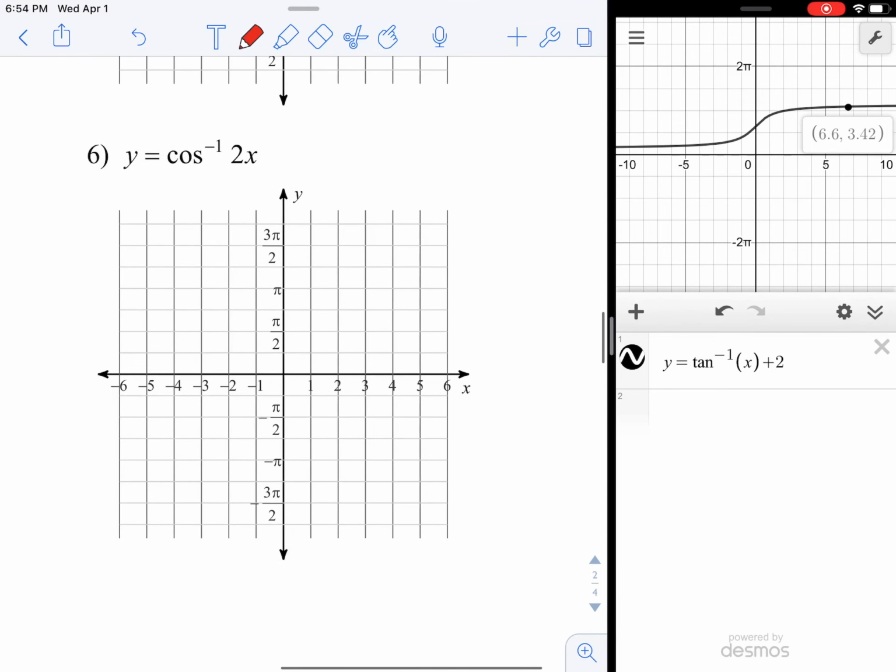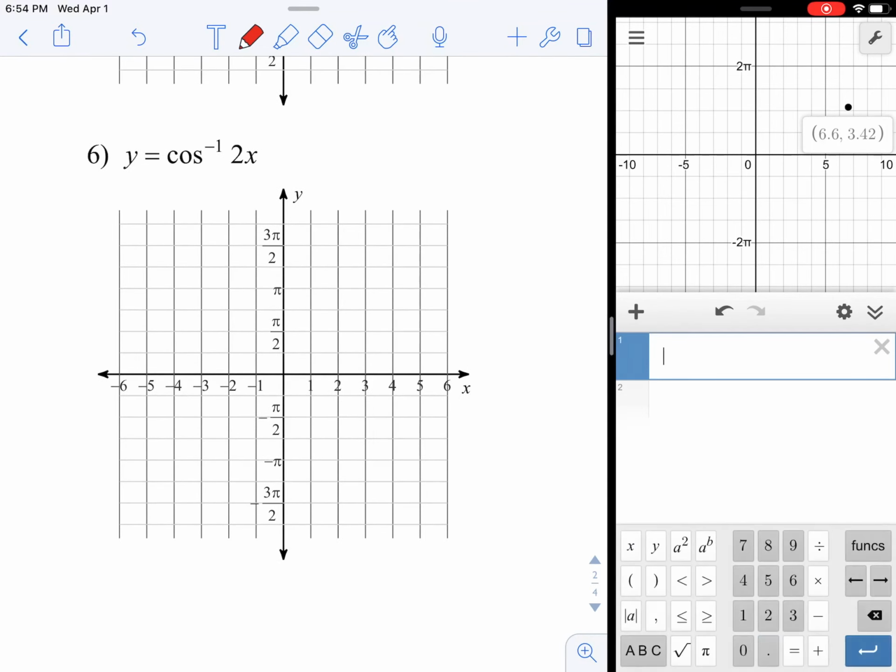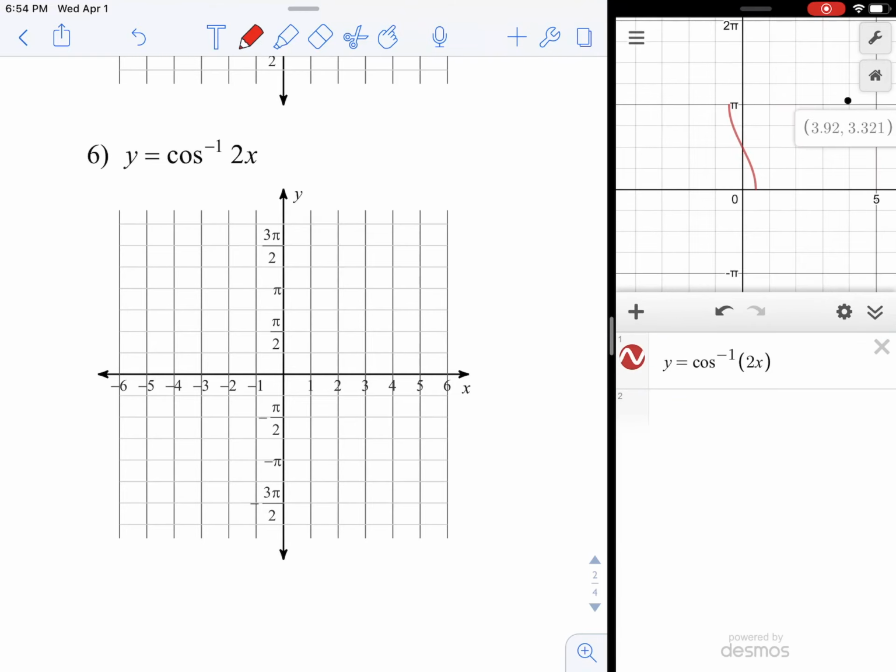Okay, number 6. Y equals inverse cosine of 2x. That's our shape right there. I don't know why that point is still up there. That's weird.